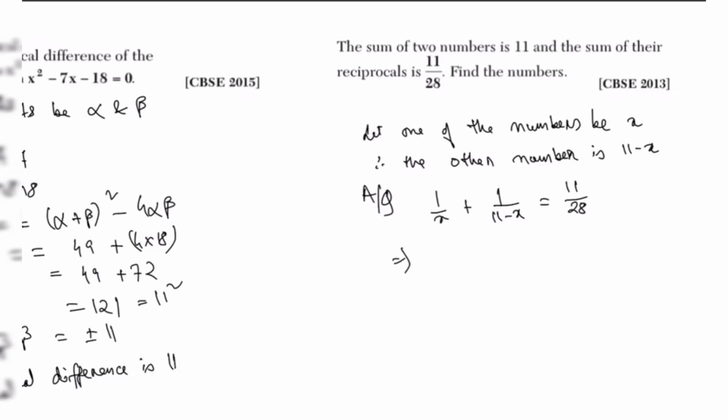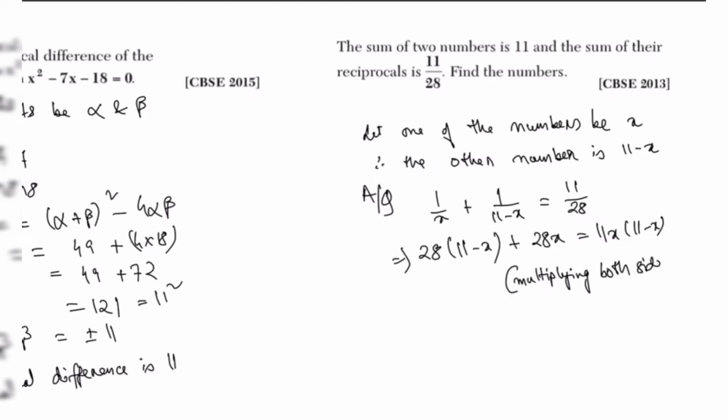So, okay, we have 28 times 11 minus x plus 28x equals 11 times x into 11 minus x. So this is what we get by multiplying both the sides by 28x times 11 minus x, right?